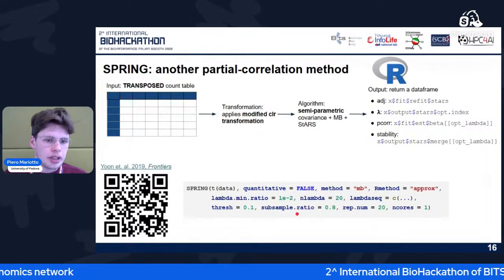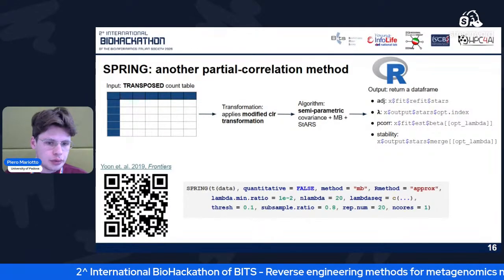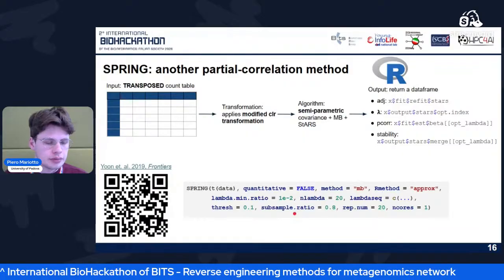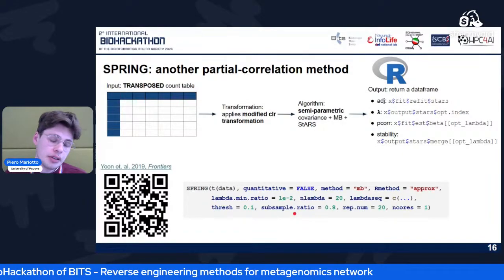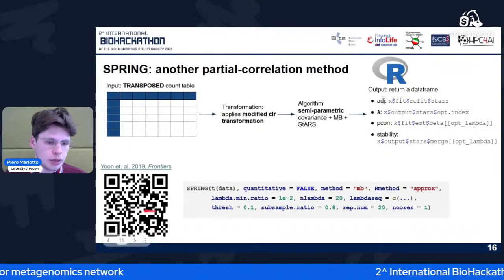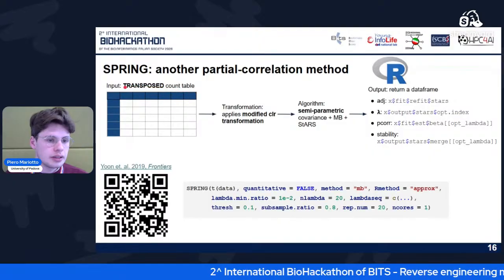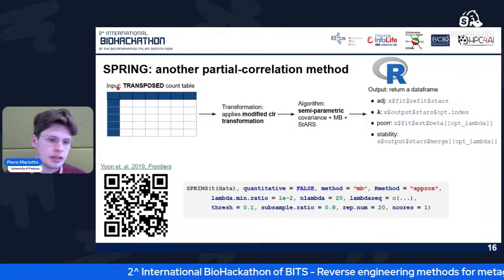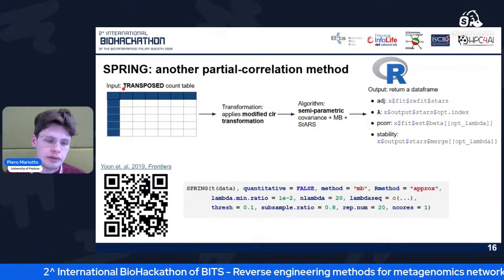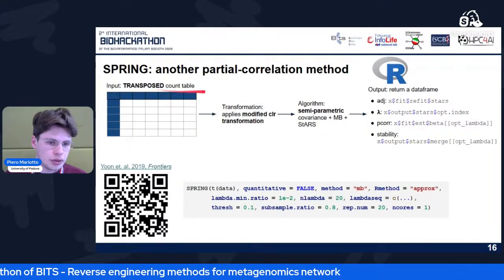Another partial correlation method or conditional independence method is SPRING, which is, I would say, quite similar to SPIEC-EASI, but it has some implementation differences that I will not go into in this webinar, but you can take a look at the original paper if you are curious. So the input is, as for SPIEC-EASI, a table where you need to have features as columns. So you will need to transpose your table.